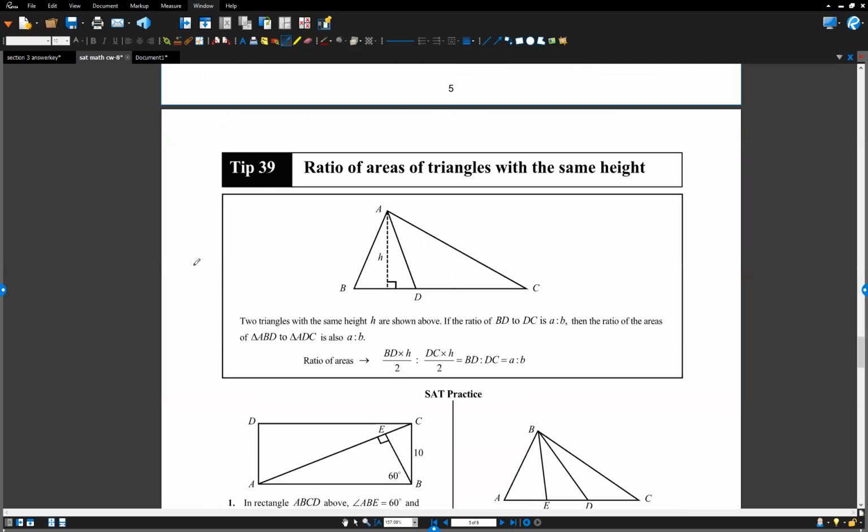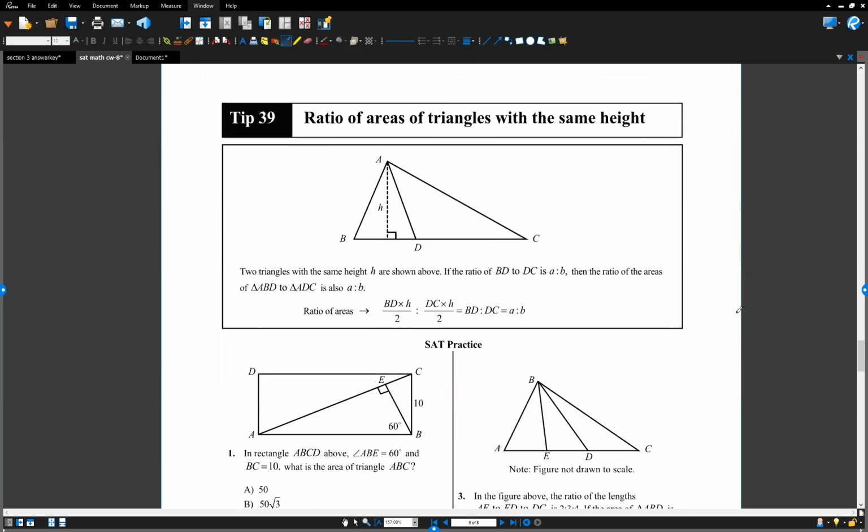The next one is the ratio of areas of triangles with the same height. Sometimes they give this one, but not many times. What is the height of the triangle ABD? ABD, this is the height, H. Okay, what is the area of this one? We can write it down. This is the base BD times height, divided by 2, is the area of this triangle.